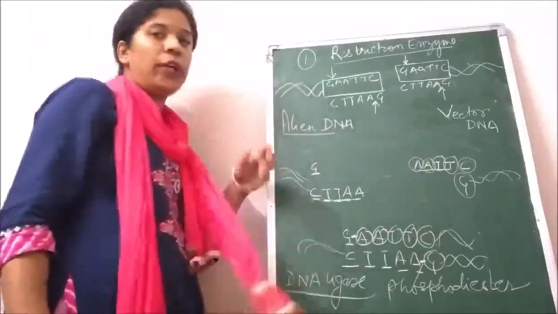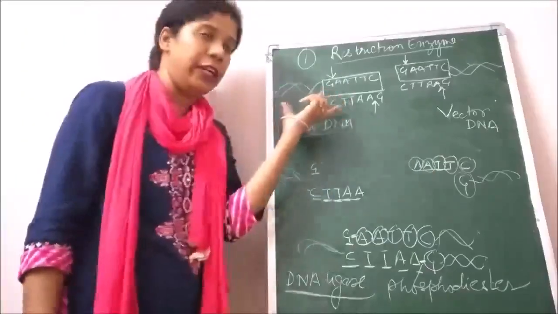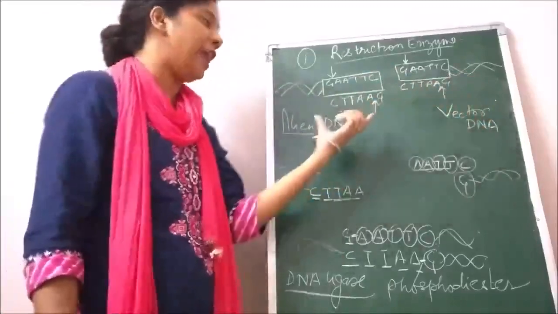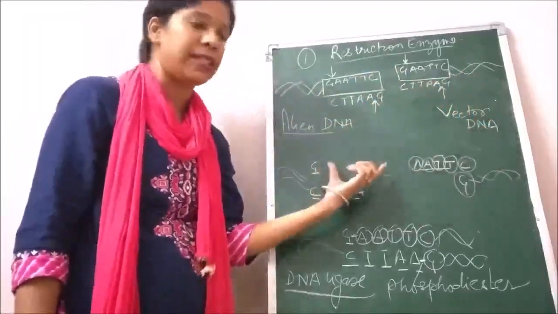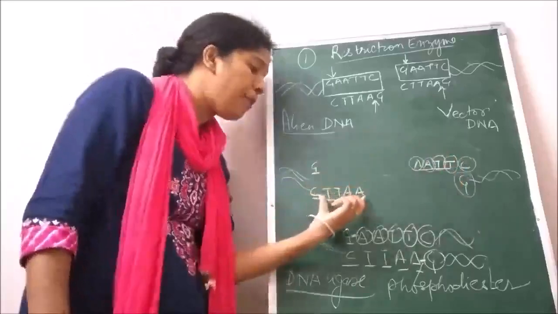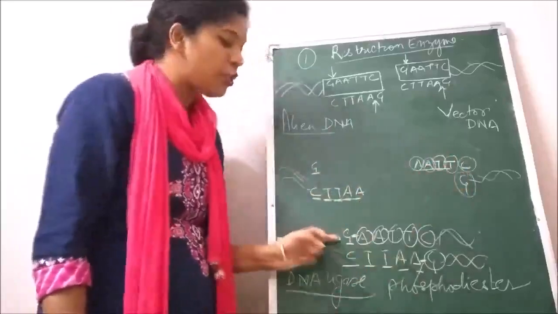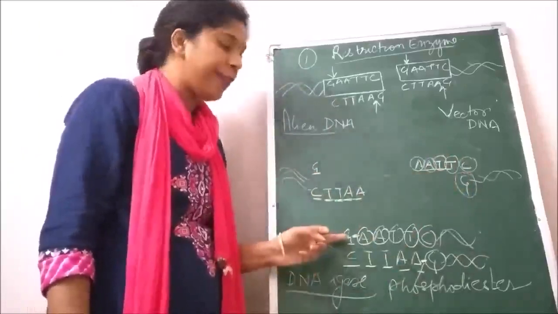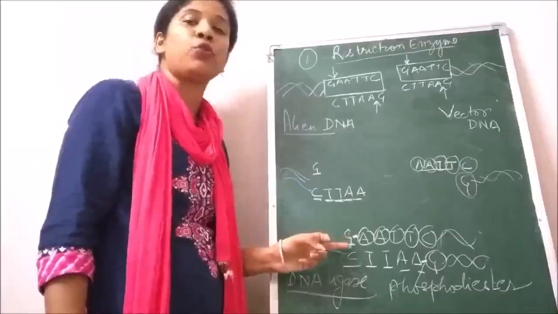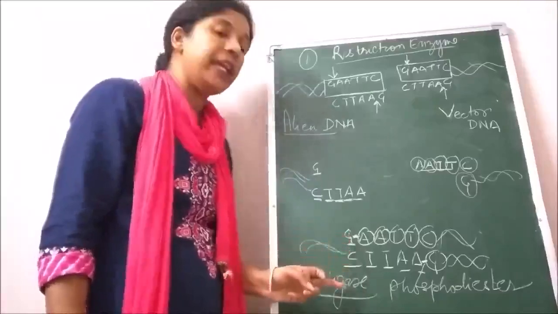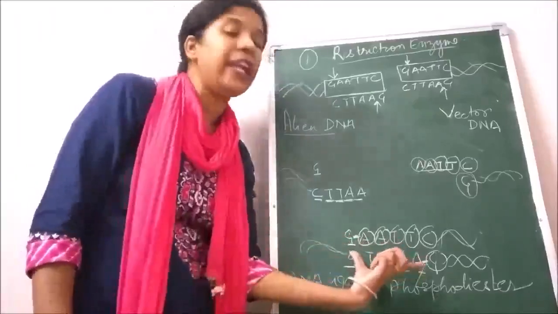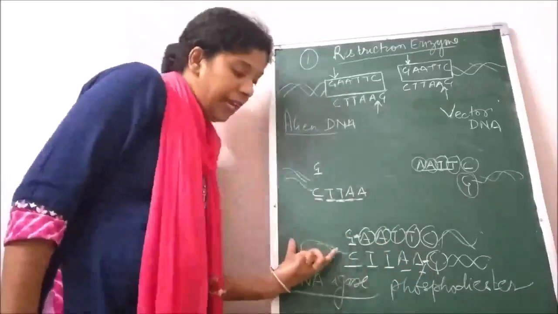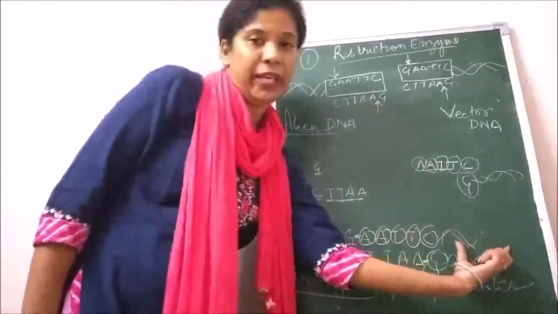So what we do is take the foreign DNA and the host or vector DNA, and digest them with the same restriction enzyme so that complementary ends are produced. These complementary ends form hydrogen bonds with each other, and the phosphodiester bond between them is sealed by the DNA ligase enzyme to create a recombinant molecule which has both the alien DNA and the vector DNA.